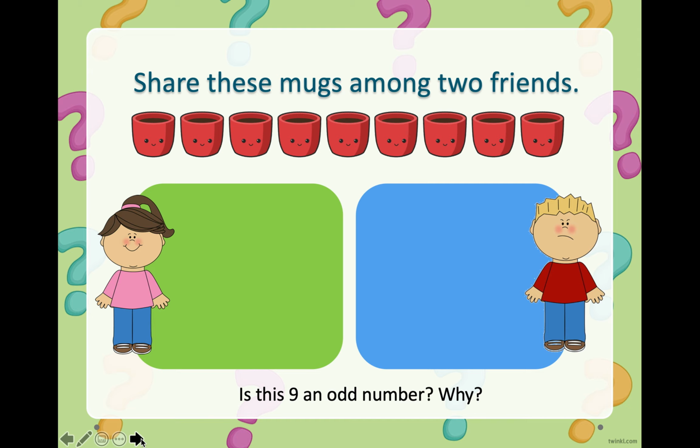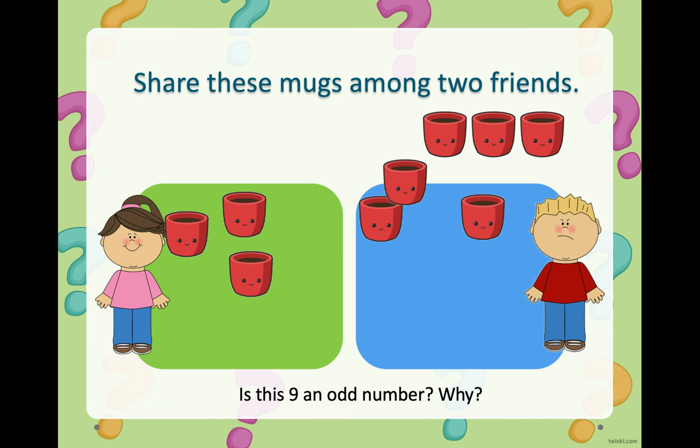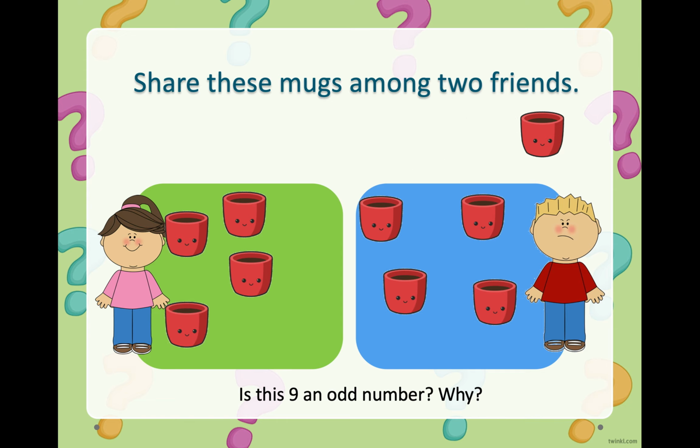Now, let us share these mugs among 2 friends. Let's see. 1 for her, 1 for him. 1 for her, 1 for him. 1 for her, 1 for him. 1 for her, 1 for him. Oh no, there is 1 left over. So we can say that 9 is an odd number because one is left without a friend.